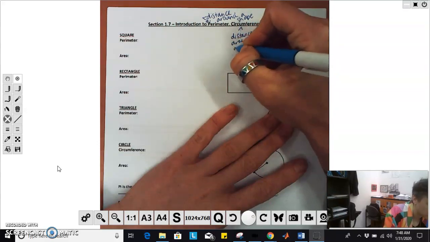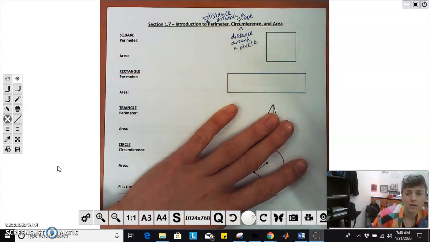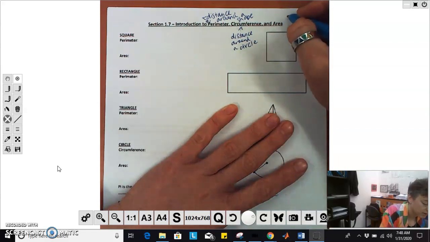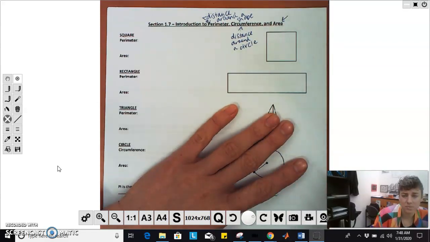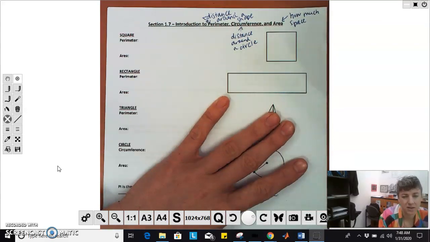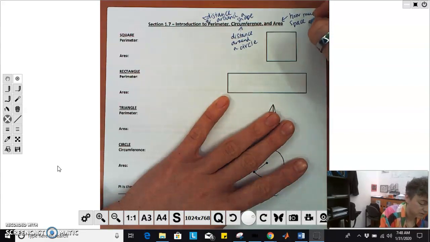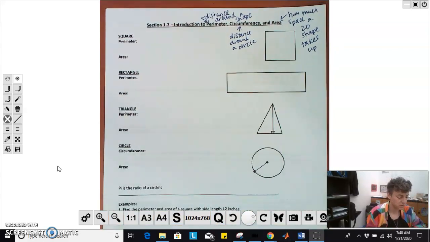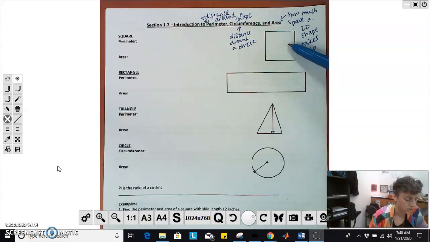So circumference is like the perimeter of a circle. And area is how much space a shape takes up, really how much space a flat shape, like a two-dimensional shape, a 2D shape takes up. All right, so we've got 4 shapes here.